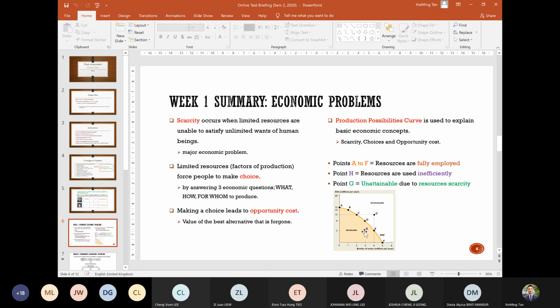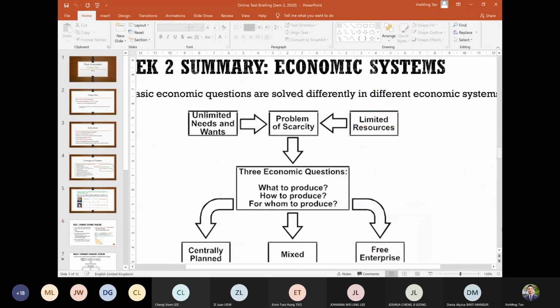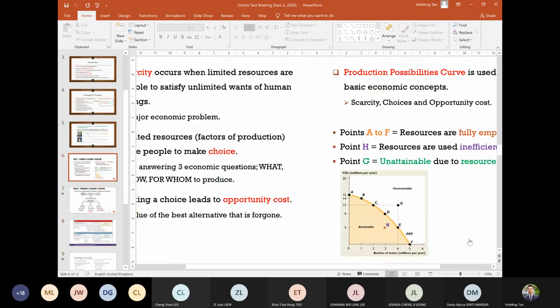If from point H to point E, this does not incur any opportunity cost, but it's improving the efficiency of production. If the economy is increasing the production from point H to E, that means the economy is increasing the efficiency of the production by increasing the bottled water to 4 units, but the level of CD still remains the same. So that means there is no opportunity cost. Opportunity cost only involves movement along the PPF, whether it's from A to B or A to C or A to D or B to F. Only the movement along the PPF will involve the opportunity cost.